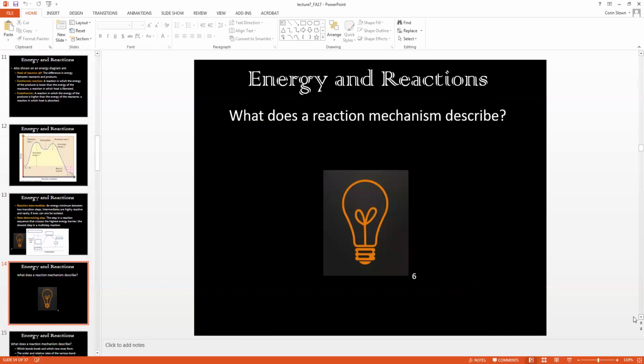Now, here's the real question. What does a reaction mechanism describe? When we're thinking about a reaction and we're drawing a reaction mechanism with arrows, what does that really tell us? Again, take a moment, pause if you need, and really consider this question.